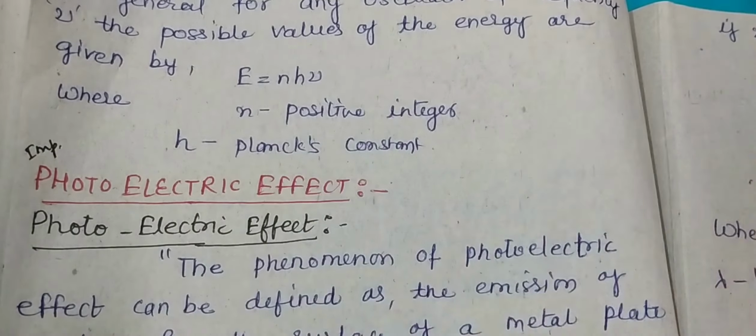Davisson and Germer observed the diffraction of an electron beam incident on a nickel crystal. The experiment provided a convincing proof of the wave nature of matter. Then you have to start from here. You have to draw this diagram, and you have to write the full explanation of this experiment.